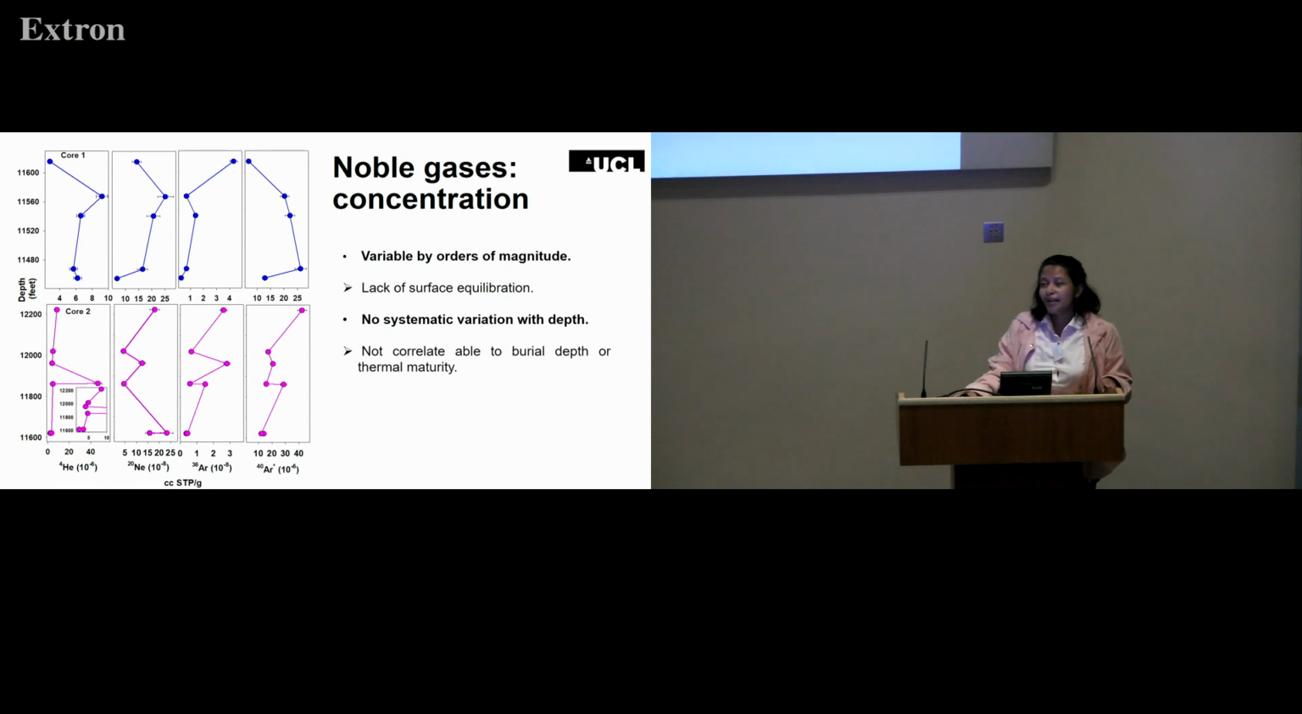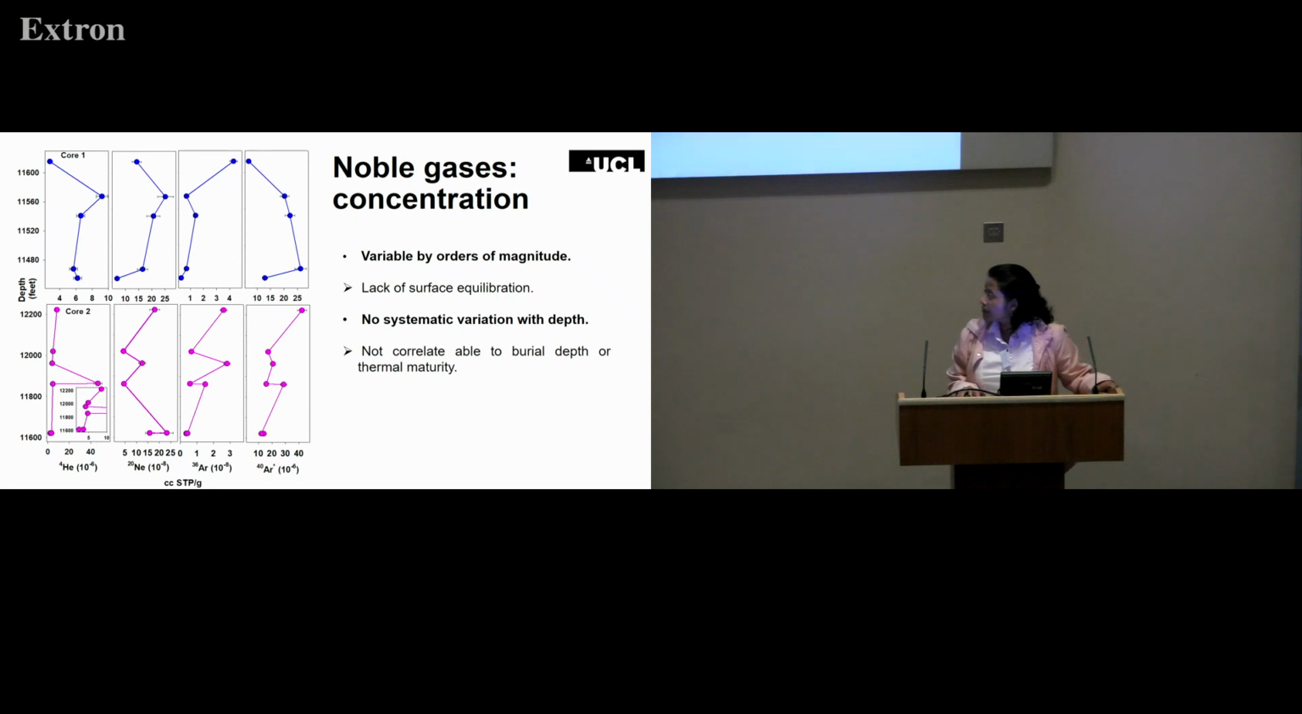And noble gas concentration. So you see the helium, neon, argon, and the two isotopes of argon are shown here, 36 argon and 40 argon star. Note the asterisk. The asterisk means I'm only talking about the radiogenic argon here, because argon can have an atmospheric component, which is not what I'm concerned about. I'm more concerned about the one that has been derived in the sample from the decay of the parent element, that's potassium. And the blue is core 1, pink is core 2.